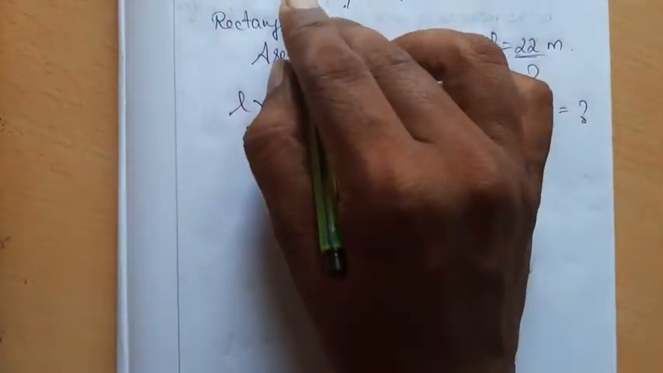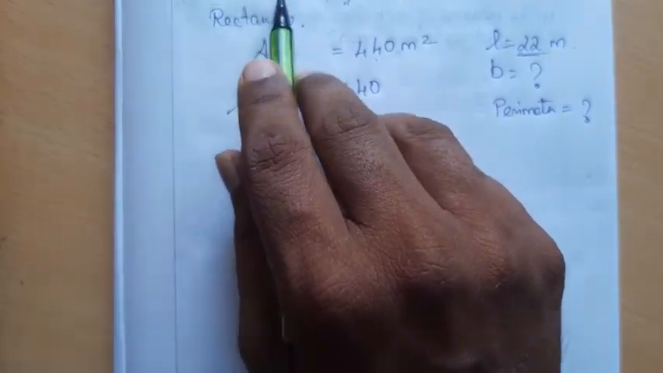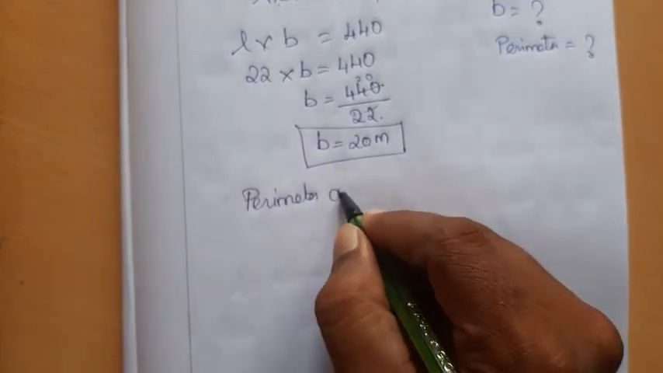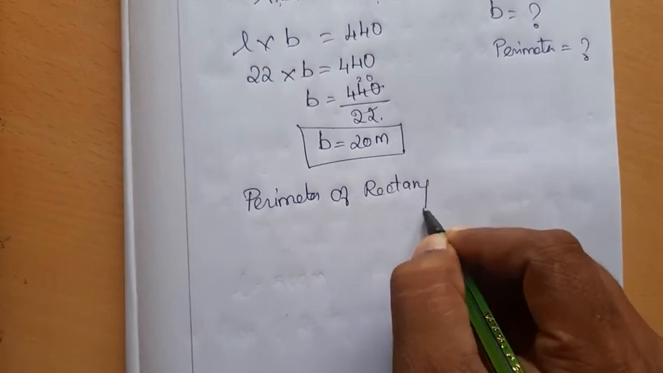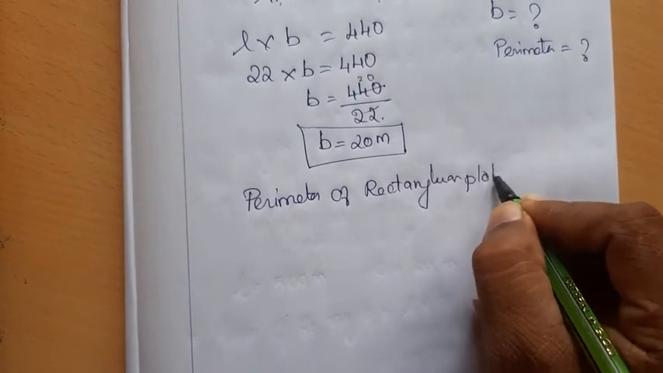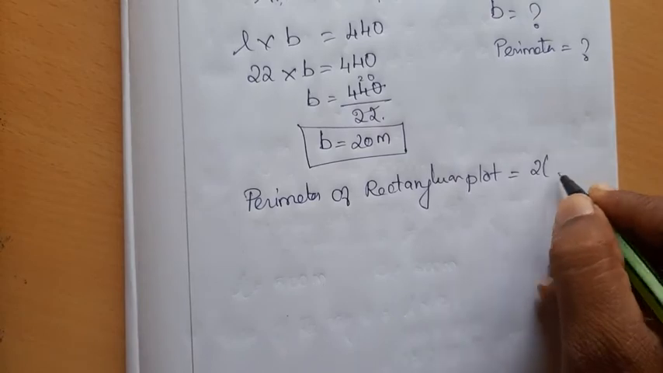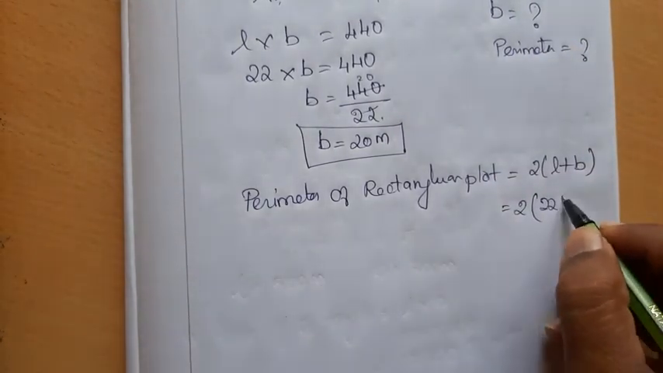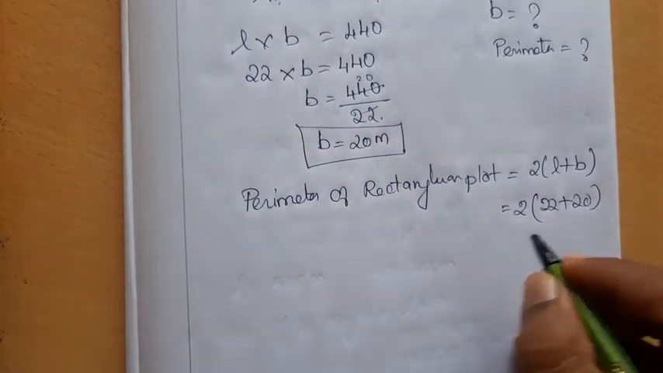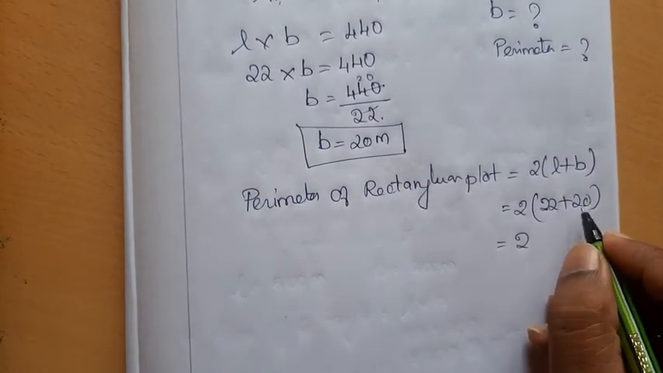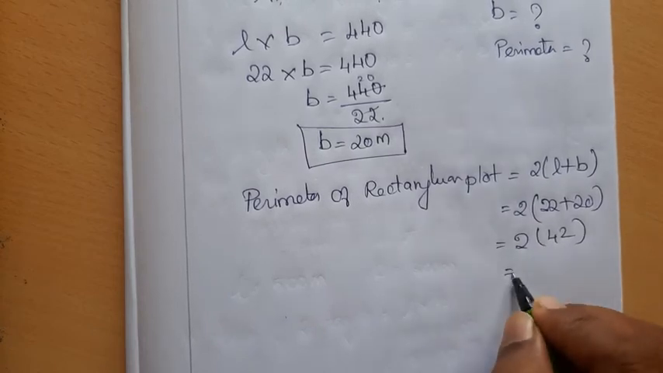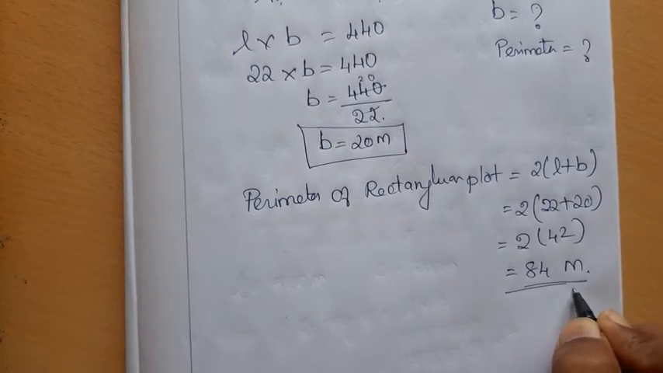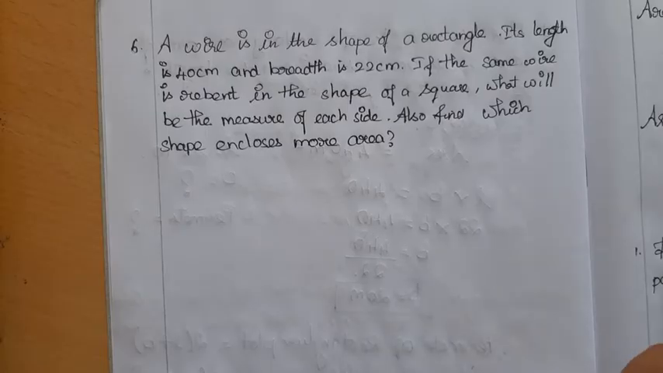So we found the breadth, and again they said also find its perimeter. Perimeter of a rectangular plot is equal to, you know, 2 into (L plus B). So 2 into (length, here it is 22 we are given, and breadth we found as 20). So 2 into (22 plus 20) is 42. So 2 into 42 is 84 meter. So perimeter is 84 meter. So here we come to the next problem.